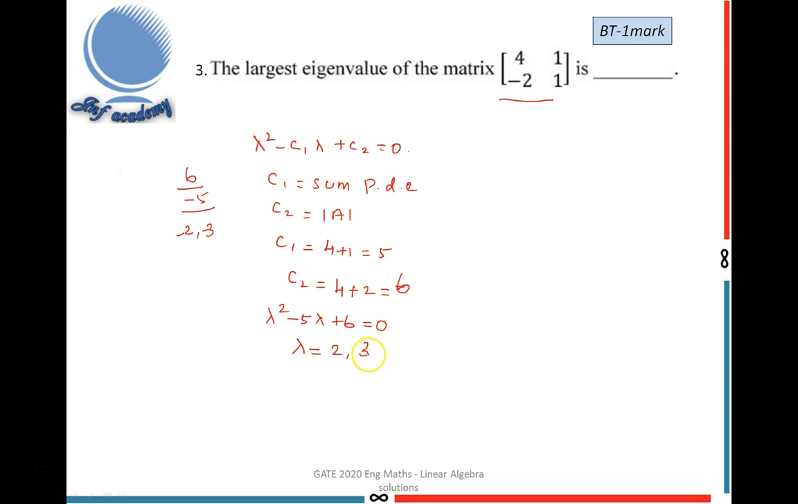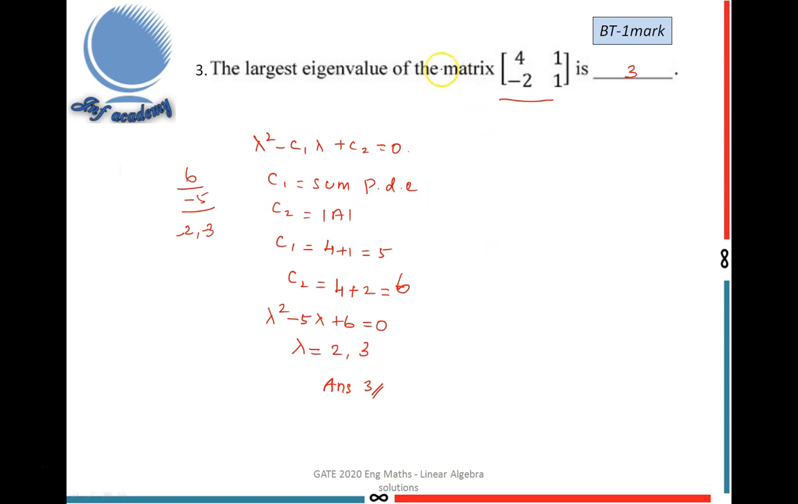So the eigenvalues of the given matrix are 2 and 3. The largest eigenvalue is 3. The largest eigenvalue is 3. So the final answer is 3.